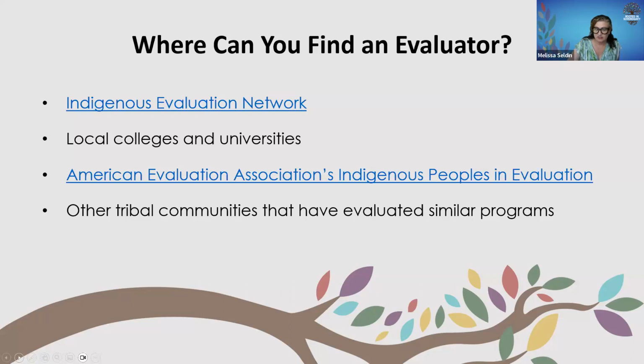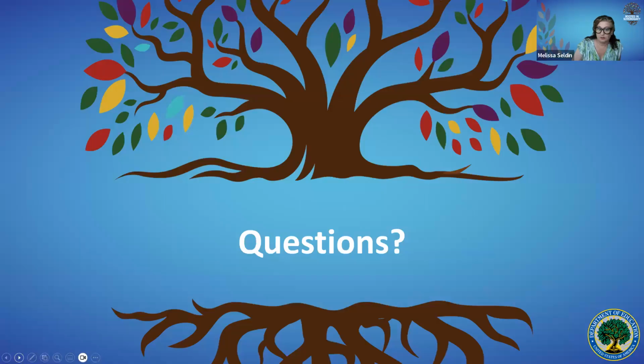Another place to find an outside evaluator is looking at local colleges and universities. Chances are they have both experience working with the tribes in the area, but also may have a background in evaluation. Some universities actually have an evaluation service that you can hire, maybe with the sociology department or the education department. The American Evaluation Association also has a topical interest group, or a TIG, called Indigenous Peoples in Evaluation. This is an international group. It's not just based in the US. You may also want to ask other tribal communities that have put on similar programs and have evaluated them, who they used. Often word of mouth is the best reference. So next slide, please. And we are open for questions.